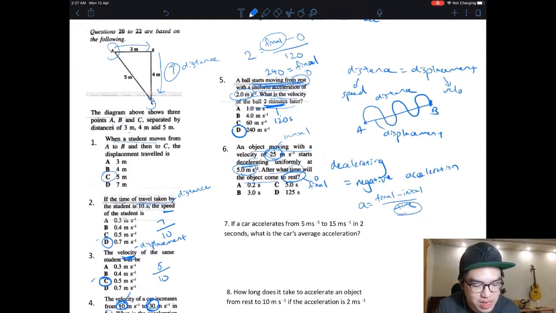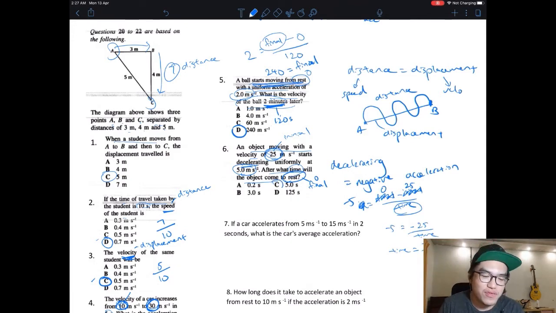So what's my acceleration? My acceleration is -5. My final is 0. My initial, what's my initial again? Initial is 25. So you get -5 equals 0 minus 25, which is -25, over time. So you get time equals -25 divided by -5. Cancel, you get 5 seconds.